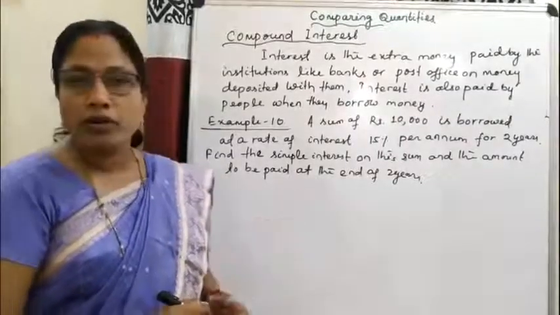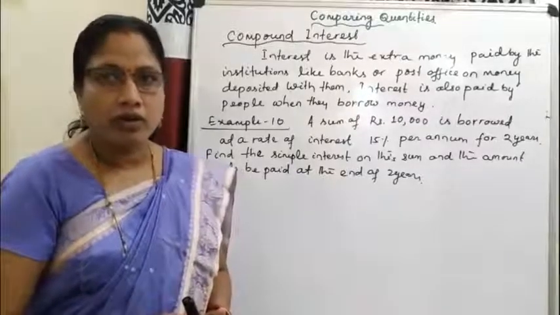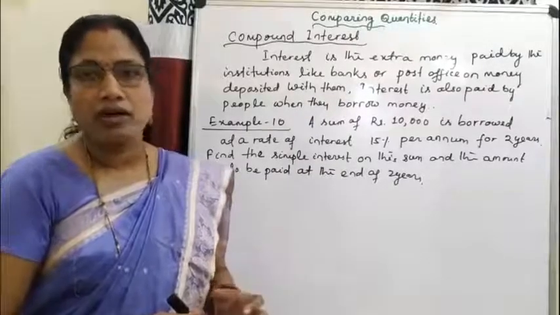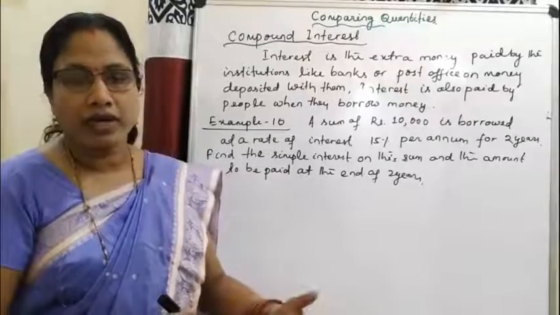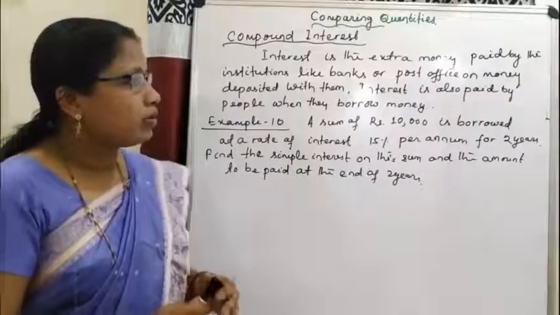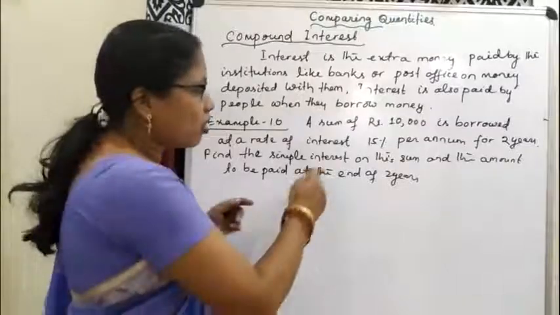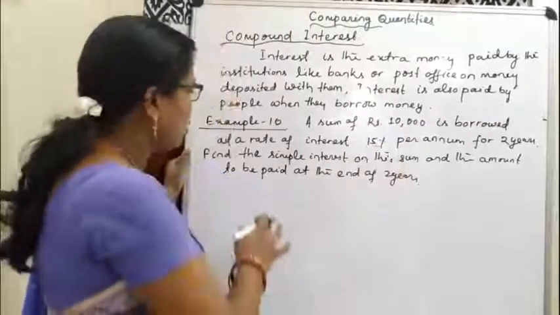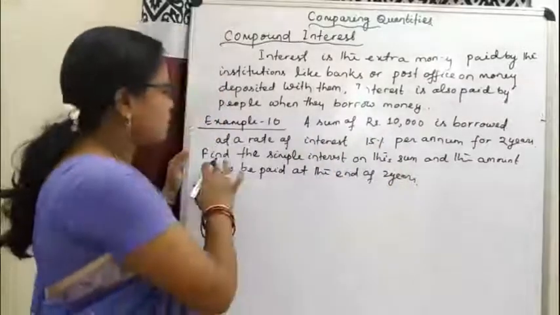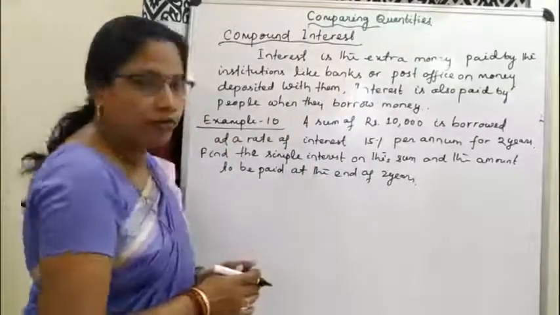So already you know about simple interest. In your previous class you have calculated how to find the simple interest on a sum of money, or what the amount is when we return the money after some years. So here is an example. We shall solve it using the simple interest method. A sum of rupees 10,000 is borrowed at a rate of interest of 15% per annum for 2 years. Find the simple interest on this sum and the amount to be paid at the end of 2 years.